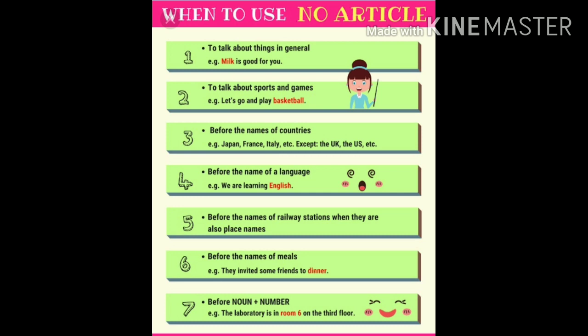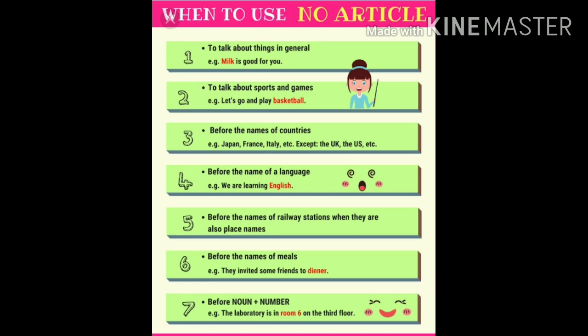There are certain cases where there is no need of using any articles. So let us learn when to use no article. Point number 1: to talk about things in general. For example, milk is good for you. Point number 2: to talk about sports and games. For example, let's go and play basketball. Point number 3: before the names of countries. For example, Japan, France, Italy, etc., except the UK, the US, etc., as I said earlier.